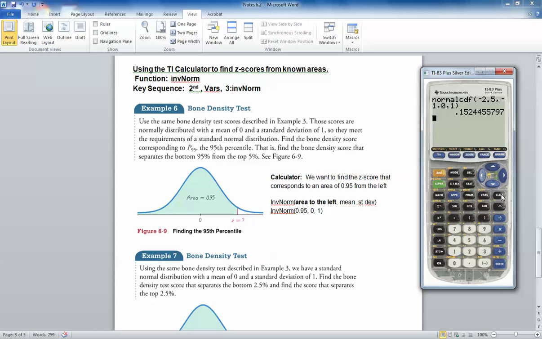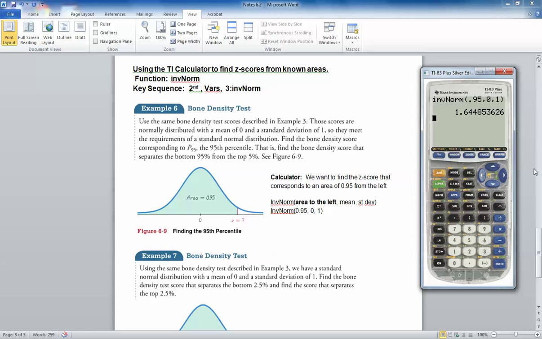Okay, let me clear that out. So we go to second, variables, which is distributions, option 3. We're going to type in 0.95, that's the area, comma, mean of 0, standard deviation of 1. And this time we're going to get the opposite, that's the z-score that corresponds to the area of 95%. So over here, our z-score would be 1.64 if we round it to 2 places.